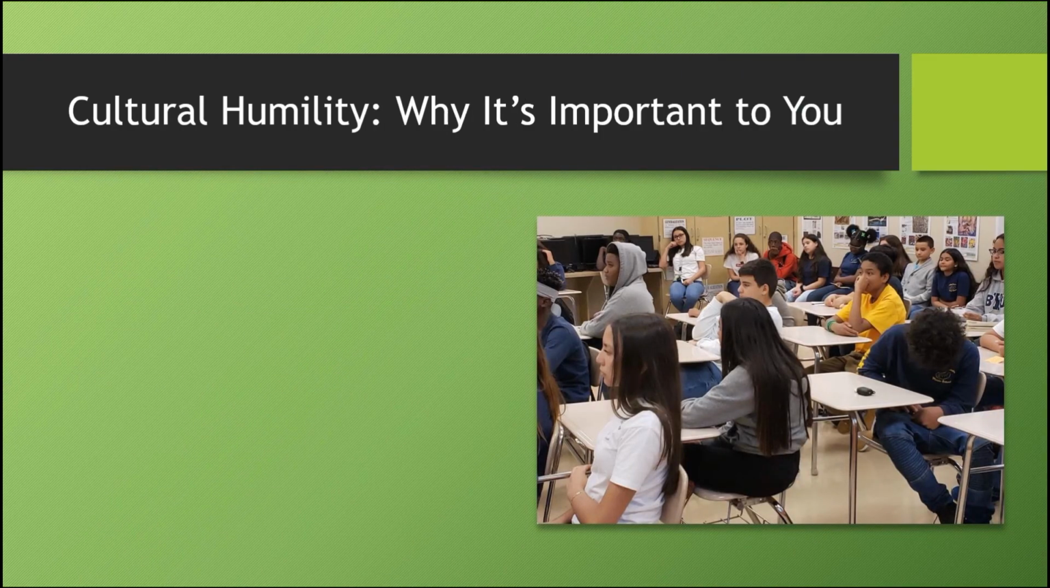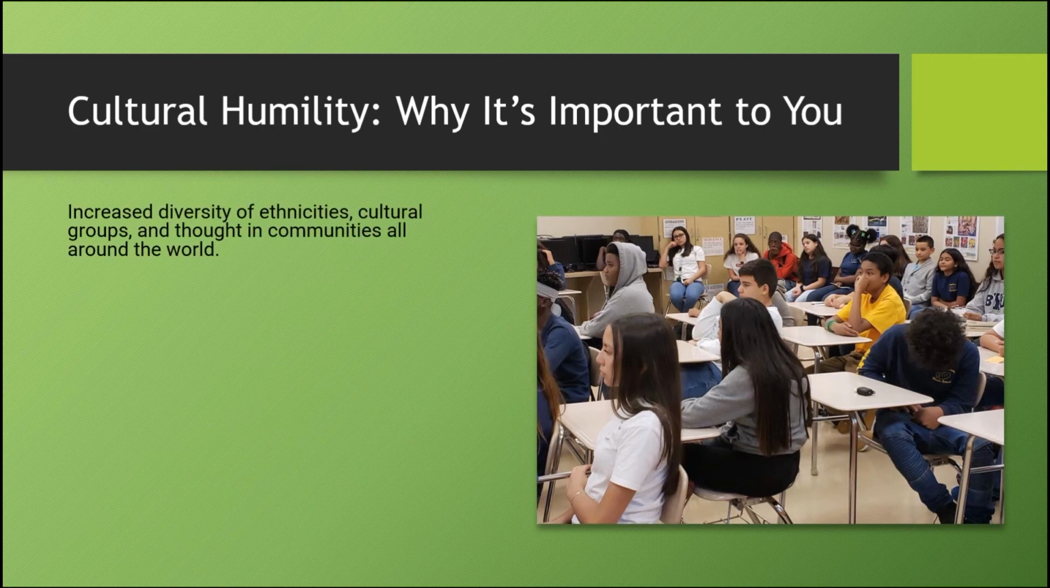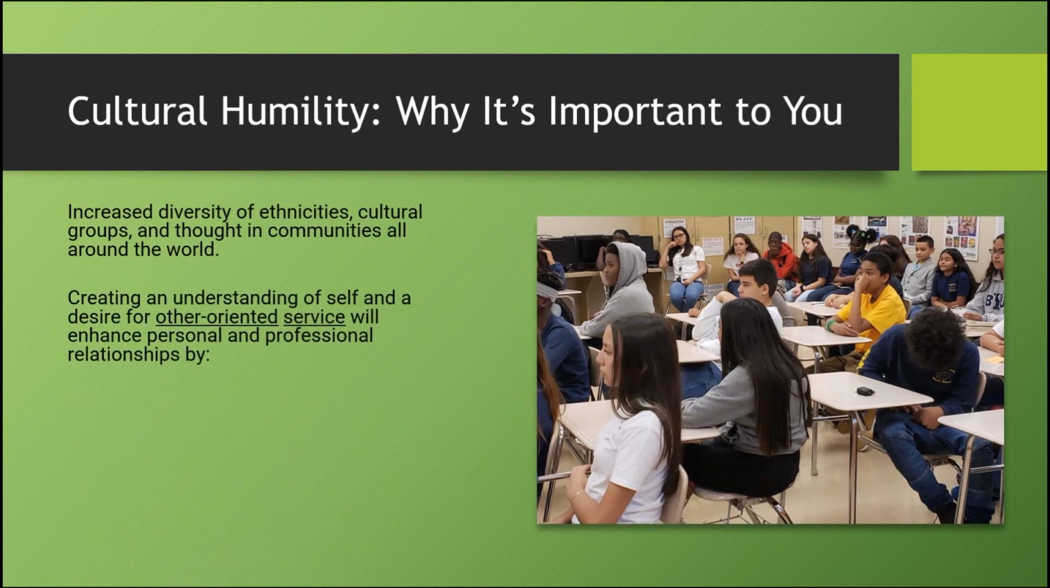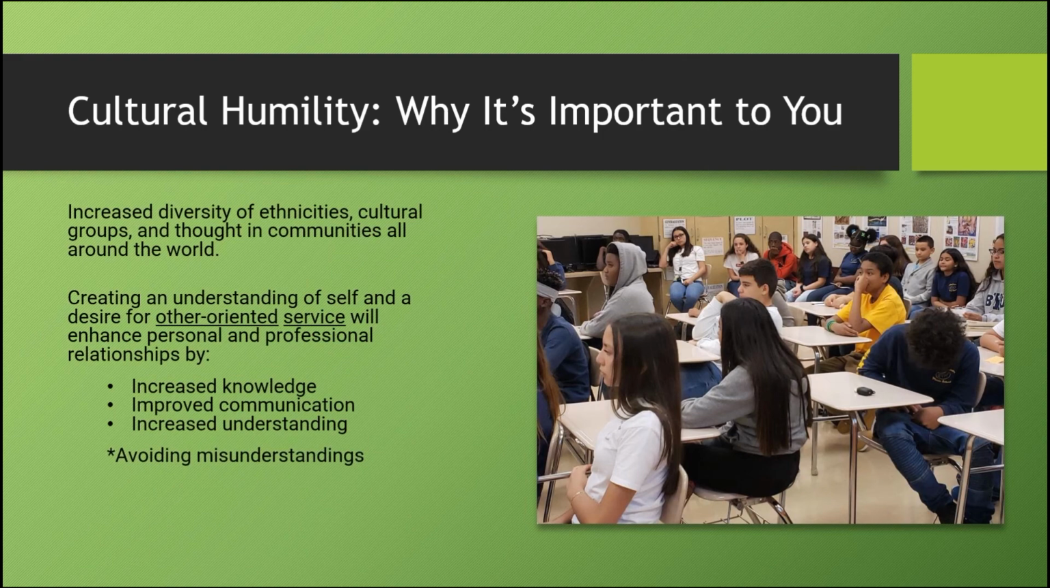We're all very aware of the changes in our communities with increased diversity of ethnicities, culture groups, and thought. This is happening all around the world, not just in our communities. We thus need to create an understanding of self and a desire for other-oriented service, which will enhance our personal and professional relationships by, of course, increasing our knowledge, improved communication, and increasing our understanding. But what I have found in the workplace to be the most important thing and helpful is that when you understand somebody else a little bit more, you avoid misunderstandings.